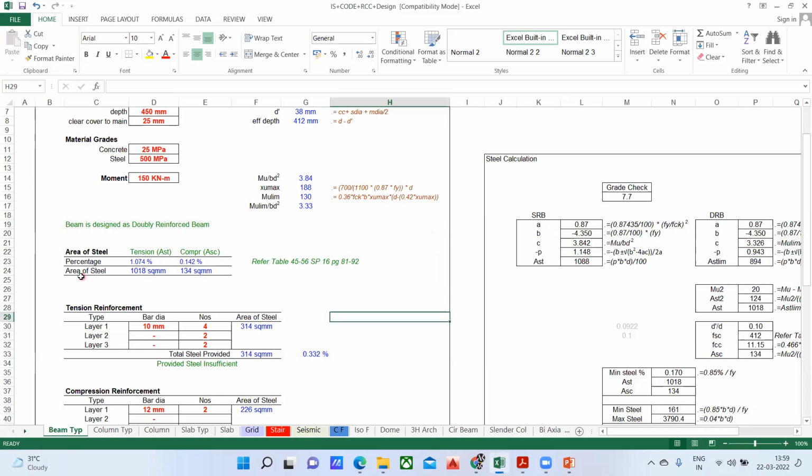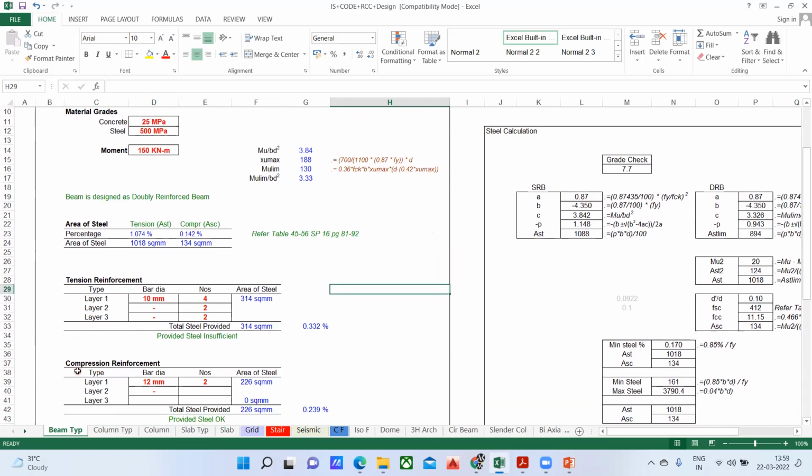See, first we'll go with the tension zone. You just concentrate on the tension. Okay, you can see here, tension reinforcement I'll provide here. And this is my compression reinforcement. So compression steel is 134 mm square and tension steel is 1018. So what we are going to do, we'll start with the 12 diameter bar. I'll provide a 12 diameter 4 bar. I'm getting an area of 452 mm square, but I require 1020. So the provided steel is insufficient.